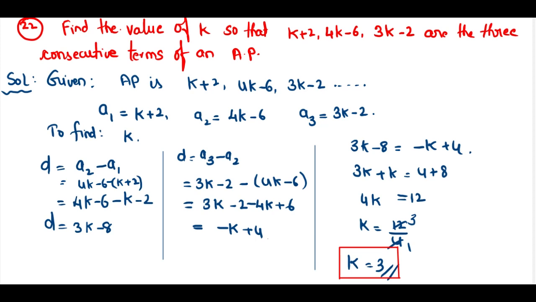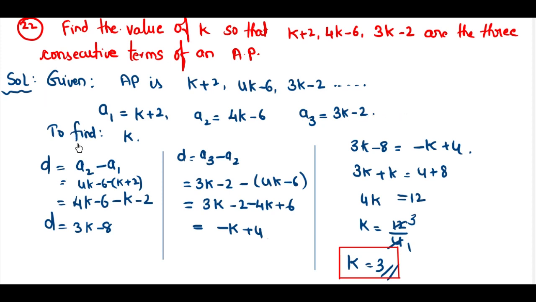In this question we have to find the value of k, so that k plus 2, 4k minus 6, 3k minus 2 are the 3 consecutive terms of an AP. So what is the given thing from the question? This is an AP. The AP is k plus 2, 4k minus 6 and 3k minus 2 and so on. So the first term will be k plus 2, the second term will be 4k minus 6 and the third term will be 3k minus 2.